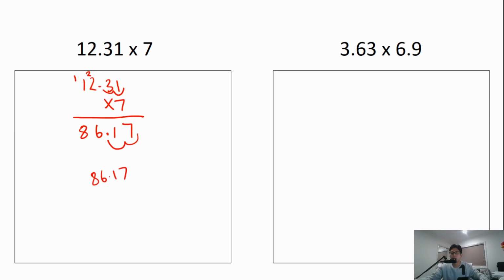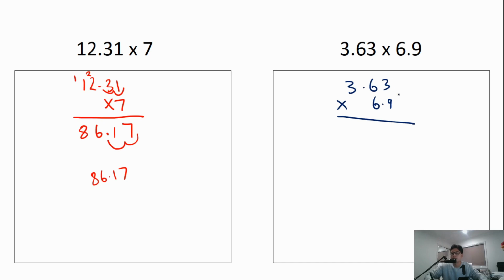Alright, now let's try with the next question. I've just changed the color of pen for you. It's 3.63 times 6.9. Just make sure they are aligned vertically, just so it's a bit nicer to work with. So remember, I'll just carry out the multiplication as it is any other number.